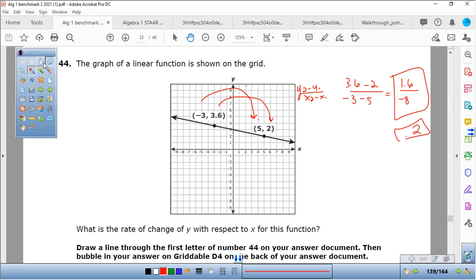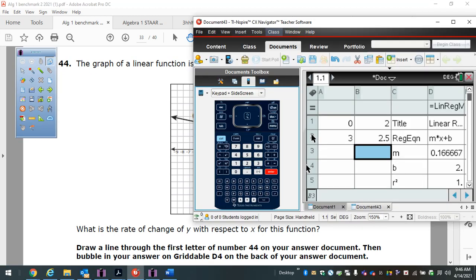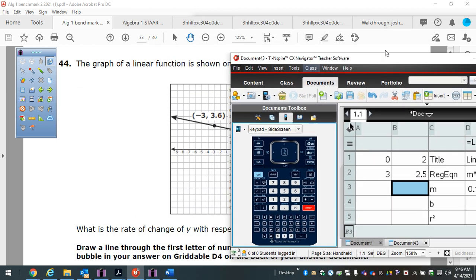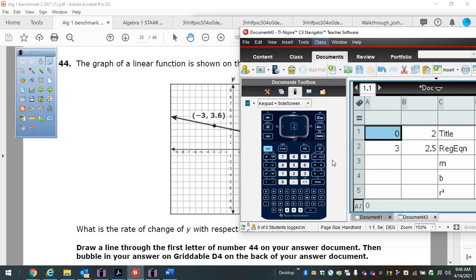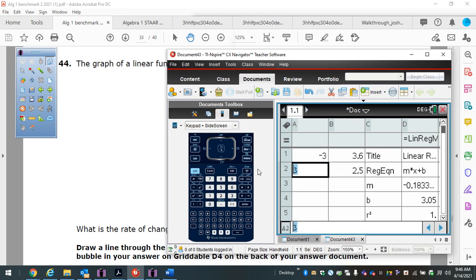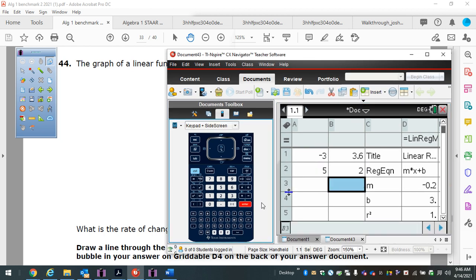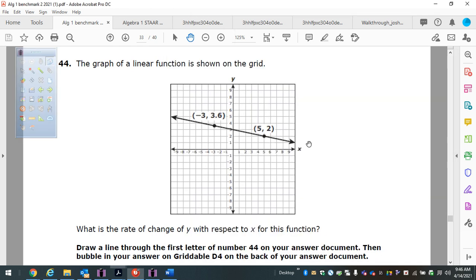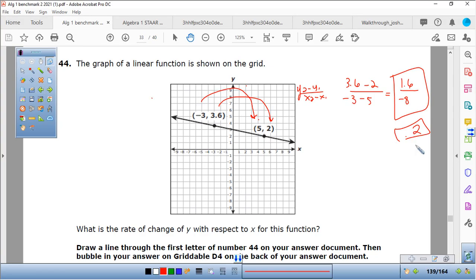Okay, now let me go to the list spreadsheets 9413. Oh, it's already set up for that. So I've got to put the numbers in there. That's it. So I'm going to go with a -3, 3.6. The other point is 5 and 2. And -0.2. Okay, I think that's what I had put. Oh, I didn't put the negative. -0.2.